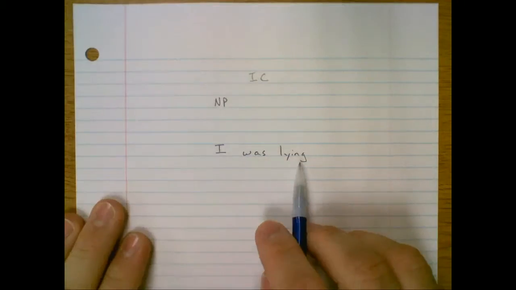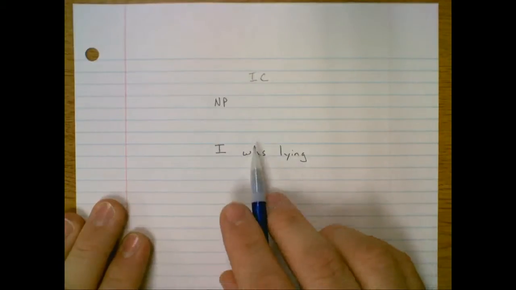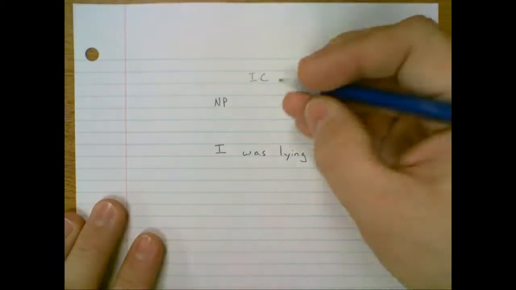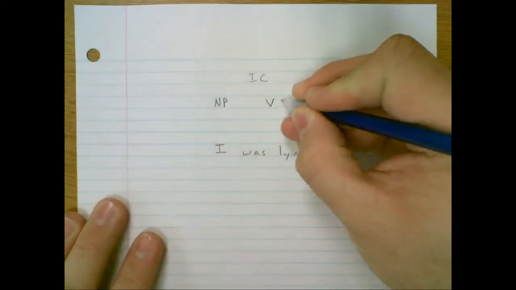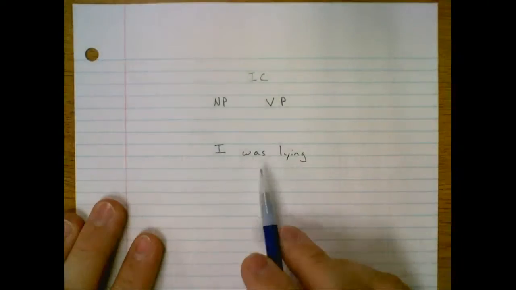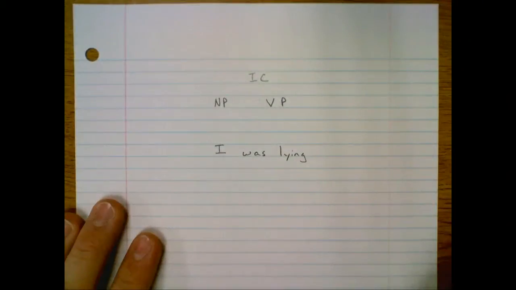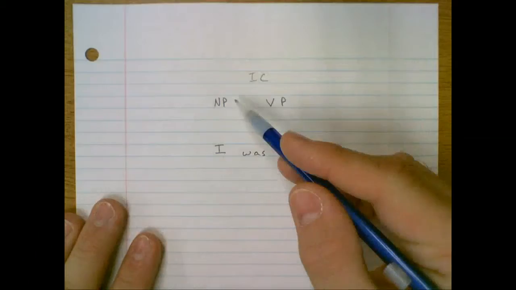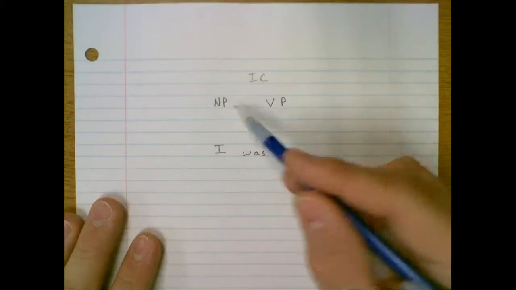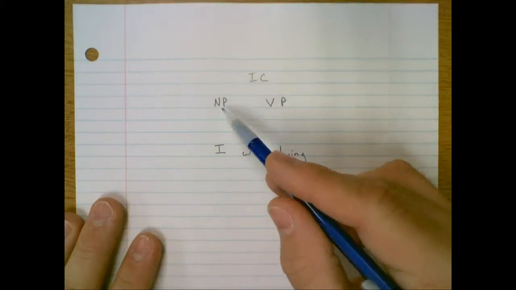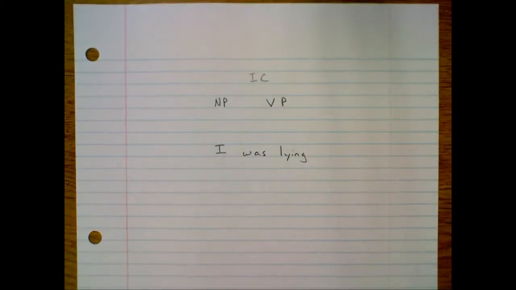Now we're going to need to identify the other half of our independent clause here, which is a verb phrase. And we know that our verb phrase is just the predicate of our independent clause here. Was lying is our verb phrase. And that's a single verb phrase right there. All right, so we've got the parts of our independent clause, the noun phrase, the verb phrase. Now we want to break apart each of these phrases.